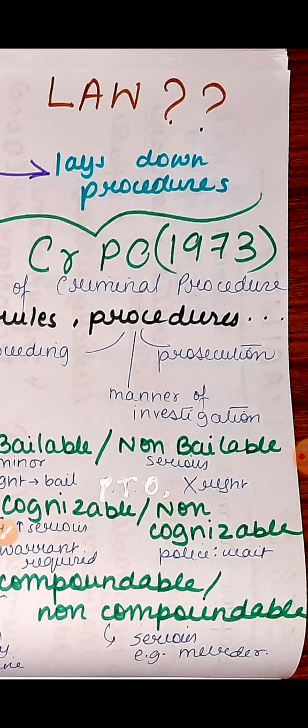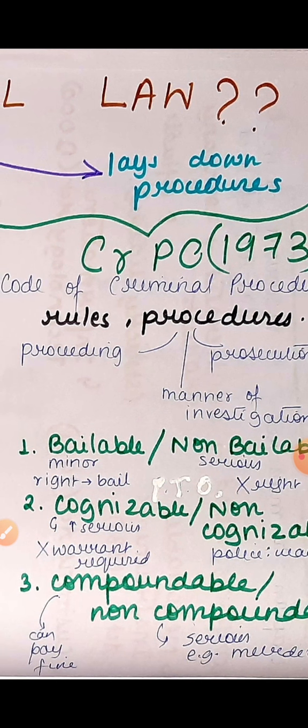In non-cognizable offenses, the police has to wait for the issuance of the warrant. They have to wait for the order of the magistrate to conduct their investigation or arrest the offender. Third, compoundable and non-compoundable offenses.